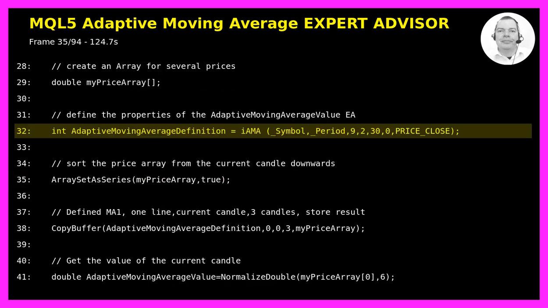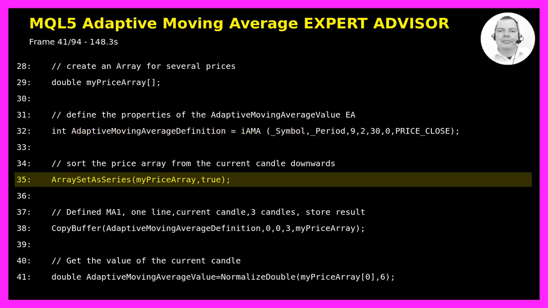We define the adaptive moving average indicator using iAMA. The parameters are _Symbol for the current symbol, _Period for the current time frame, 9 for the period, 2 for the fast EMA period, 30 for the slow EMA period, 0 for the shift, and PRICE_CLOSE to use the close price. This creates our adaptive moving average indicator.